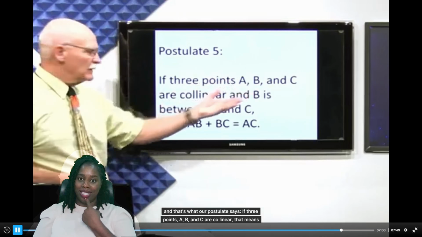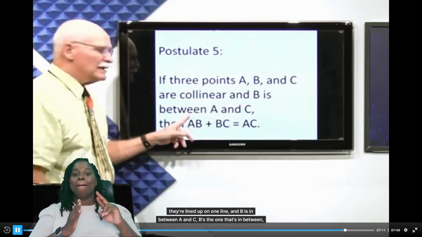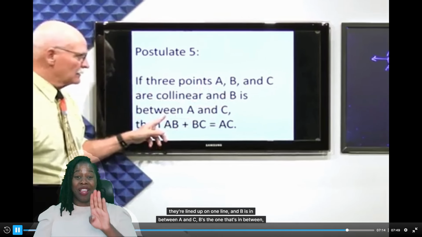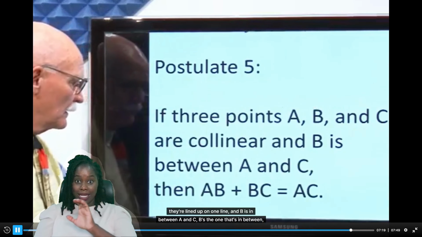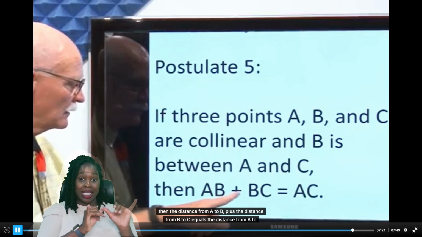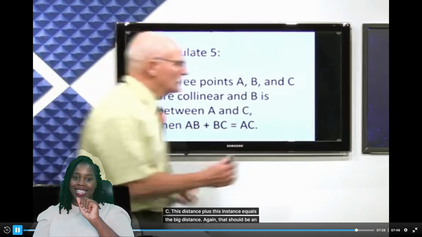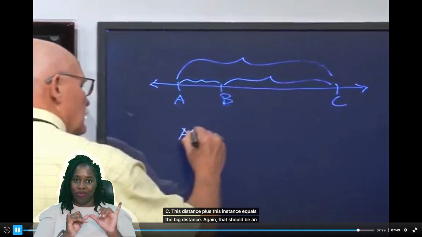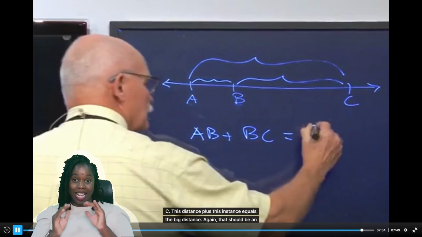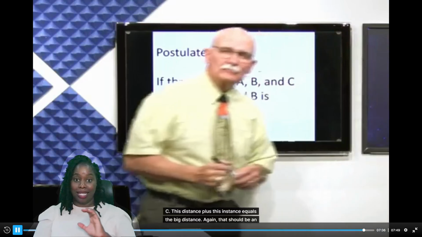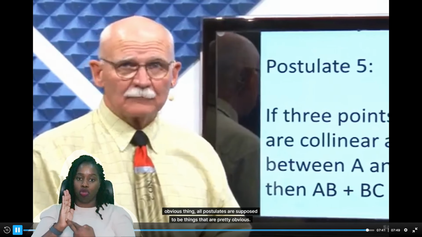If 3 points A, B, and C are collinear, that means they're lined up on one line, and B is in between A and C. B is the one that's in between. Then the distance from A to B plus the distance from B to C equals the distance from A to C. This distance plus this distance equals the big distance. Again, that should be an obvious thing. All postulates are supposed to be things that are pretty obvious.